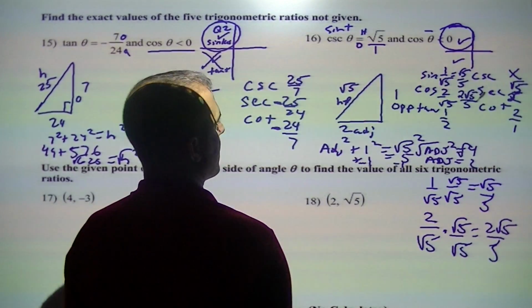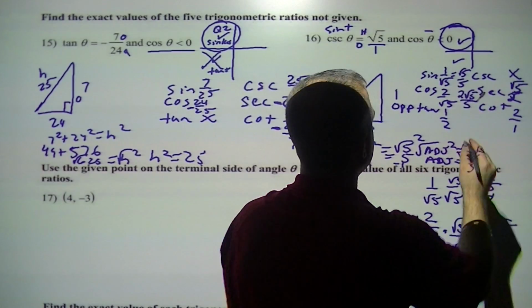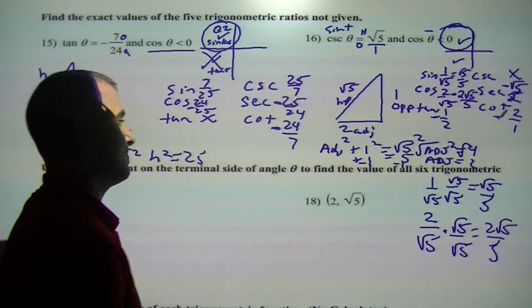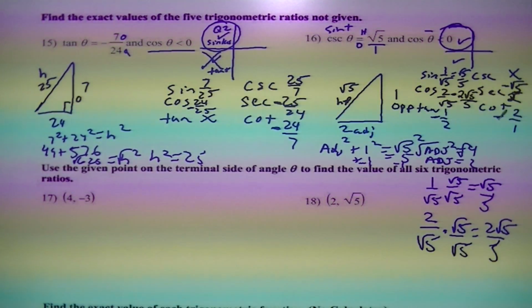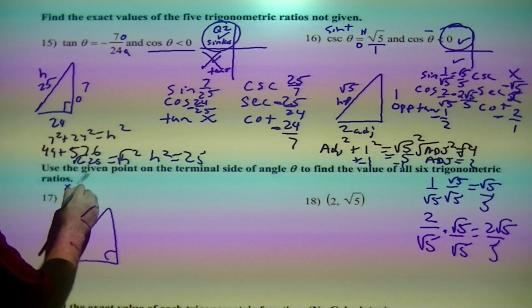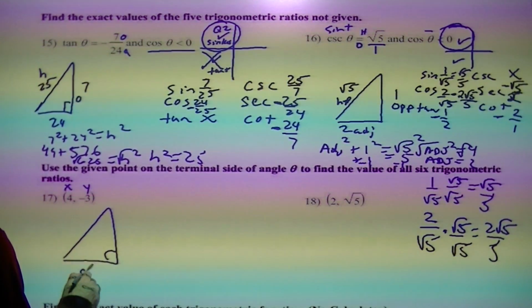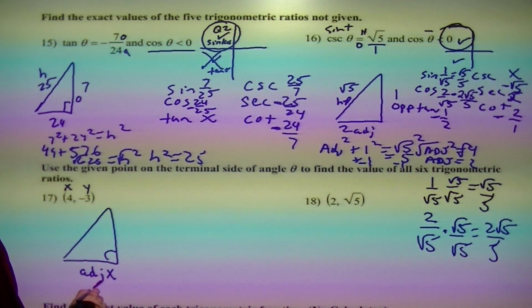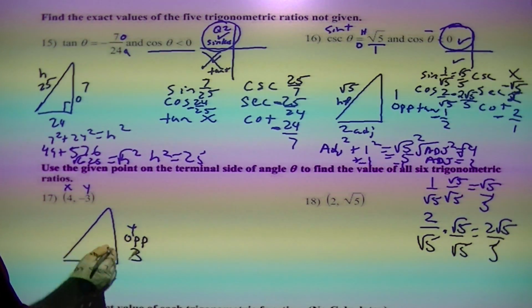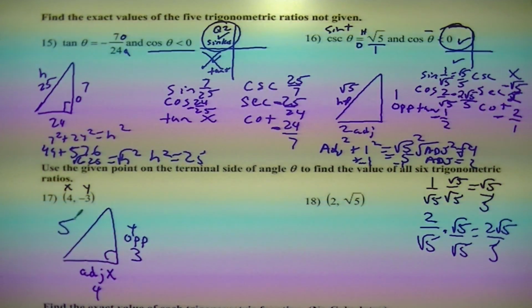Now, since I'm up there, the only things that are going to stay positive are these things. Everything else would become negative. Use these to find all 6 trig functions. Once again, this is x, this is y. So this would be adjacent, which we're also treating as x, is 4. This would be y, which is also the opposite, which would be 3. If I do Pythagorean theorem, this is going to end up being 5.